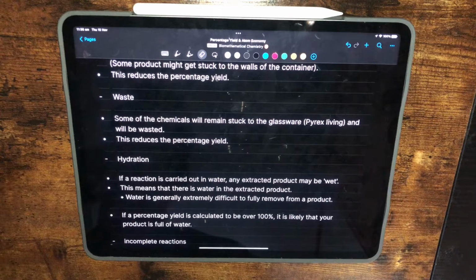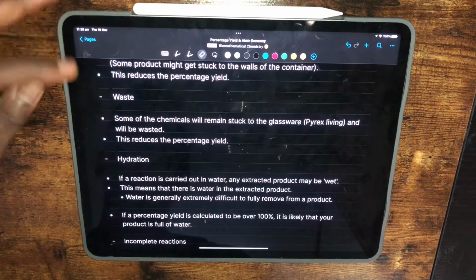So that's the reason why you always have to make sure you wash the sides of your vessel, or even, I keep saying vessel, wash the sides of your beaker, or even the volumetric flask. You wash the sides of that as well to make sure it doesn't stick to the sides, because all of these things would reduce your percentage yield.